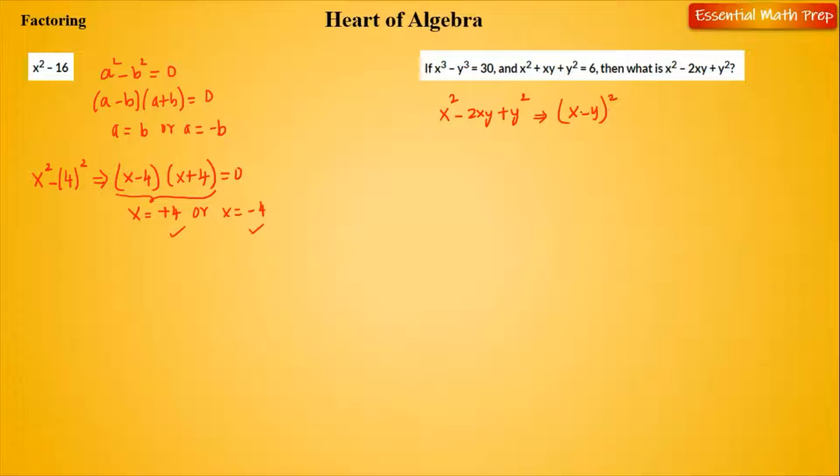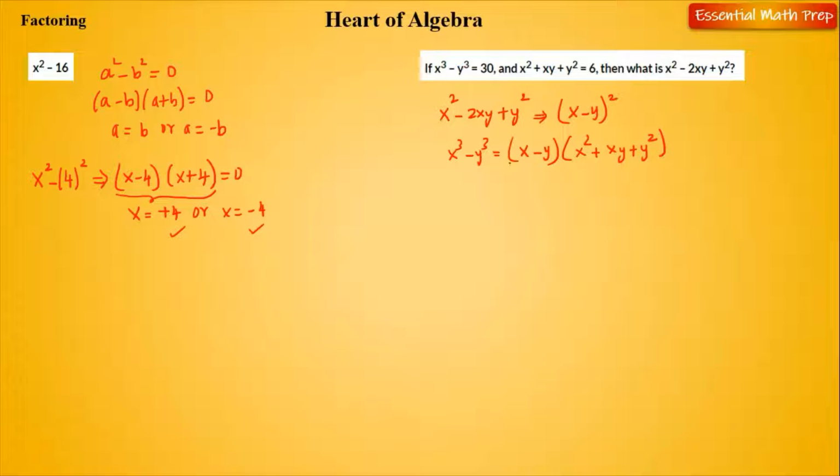So essentially, if you could find x minus y, then you can find the square of it and you're done with the problem. So if you notice, x cubed minus y cubed is nothing but x minus y times x squared plus xy plus y squared.